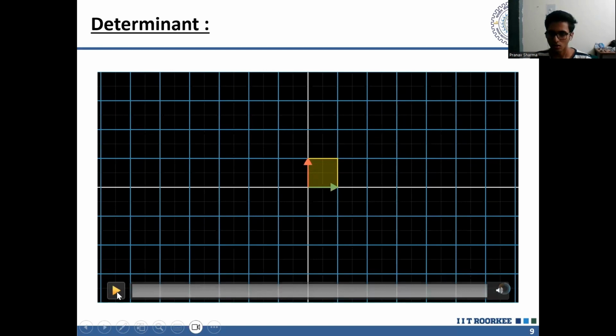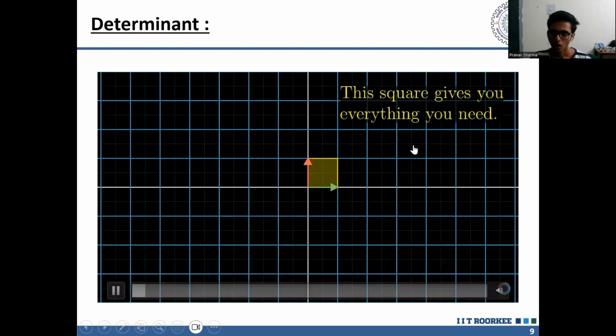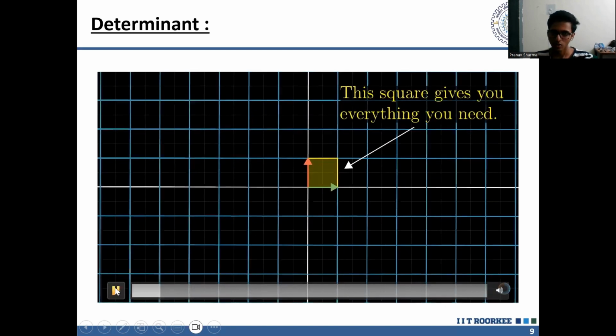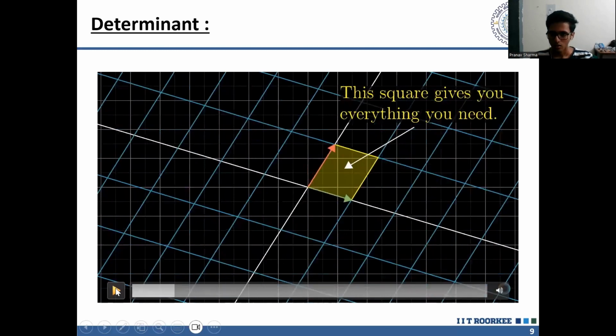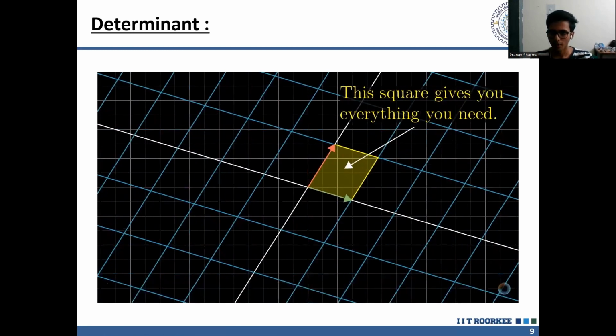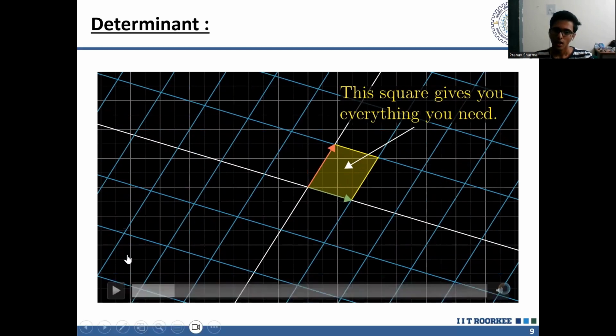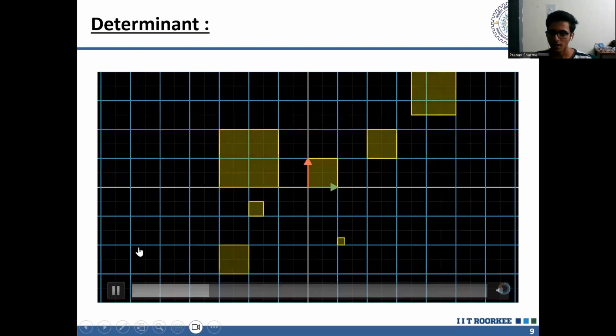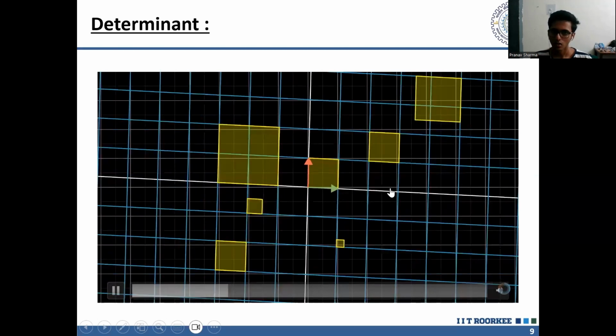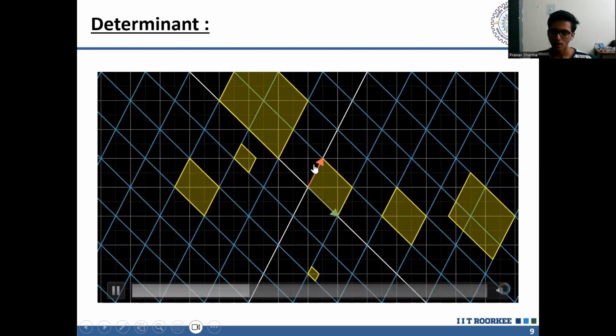Now, let us also see the visual meaning of determinant by means of this video. So this square gives you everything you need. Means this is the square made of the i and j vectors, the unit vectors. Now, as we apply a transformation on this square, the amount by which the area of this square changes is the same amount by which the area of any other square in the vector space changes. So as we can see here, if we take other squares and apply the transformation, the scaling factor remains the same. That is, the determinant remains the same for the transformation.